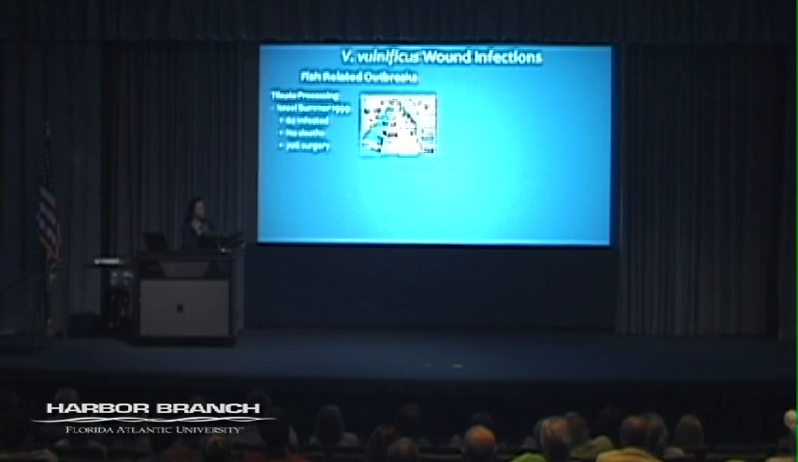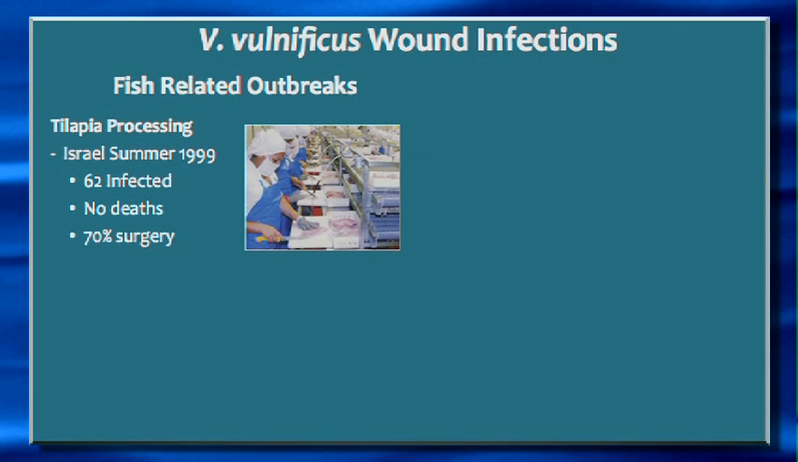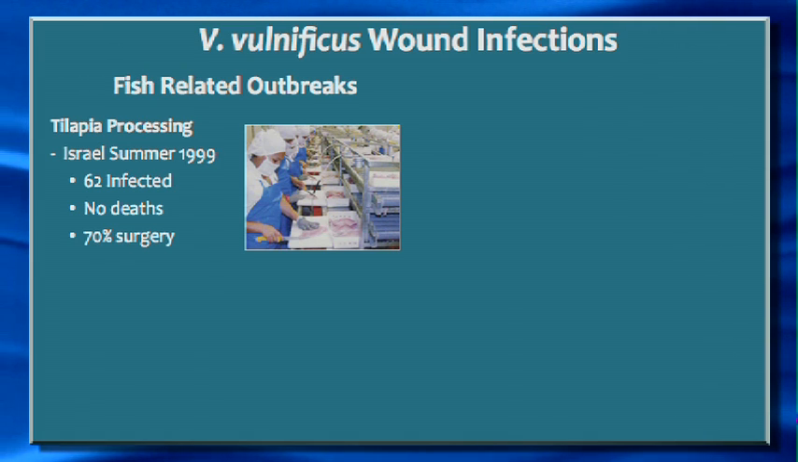Looking at some of the cases of Vibrio vulnificus, they're very often related to fish. So the very first outbreak that they ever had was due to handling tilapia in a fish market in Israel. It was in the summer of 1999. 62 people were infected. There were no deaths. However, 70% required surgery, so it was pretty severe.